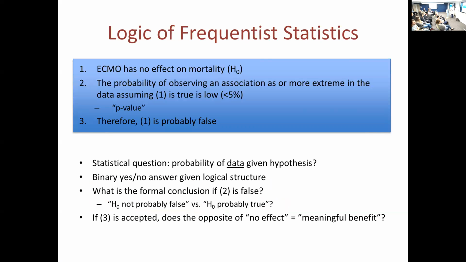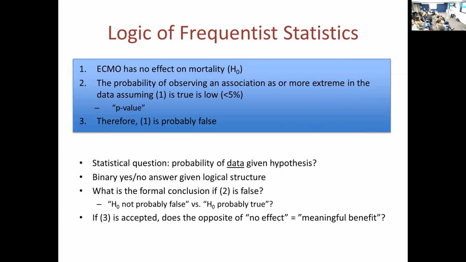There is, of course, a certain logic built into frequentist statistics, and it generally takes the form of a deductive syllogism with two premises and a conclusion. The first premise is generally what we represent as the null hypothesis. The idea, in the case of ECMO, might be that ECMO has no effect on mortality. That might be the null hypothesis. And the second premise is essentially the p-value. It's the probability that you would have observed an association as or more extreme than what you did observe, assuming that the null hypothesis is true. That's what the p-value is meant to represent.